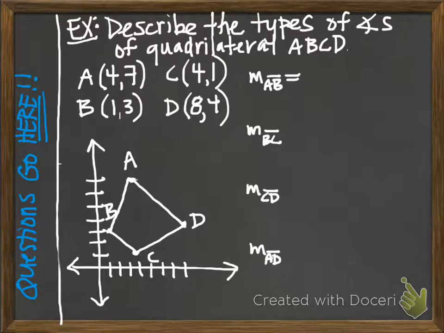Okay, remember how we find slope? We're going to subtract the y values on the top, subtract the x values on the bottom, and of course we're using these points that we've been given. So, remember with each one we've got an x and a y.